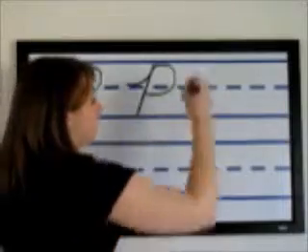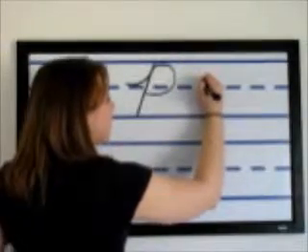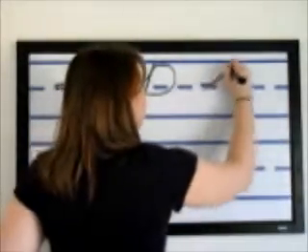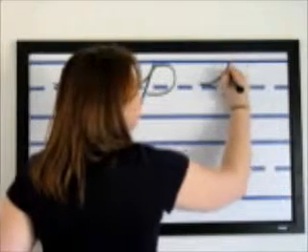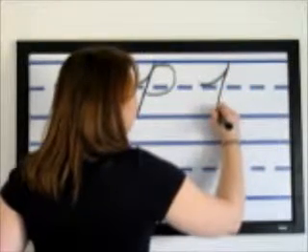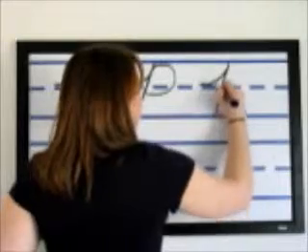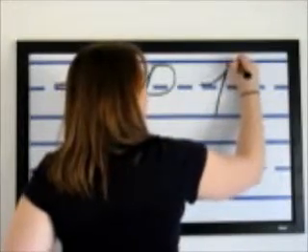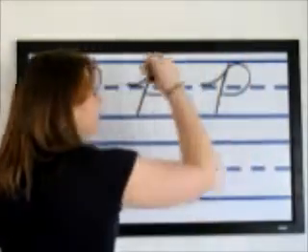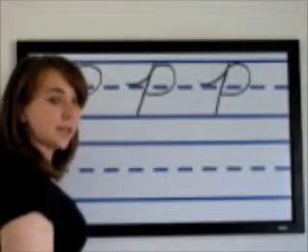Let's do it one more time. Starting at the middle line, rock up to the top line, make a slant line down to the bottom, retrace up to the top, curve around, and there is your letter P.